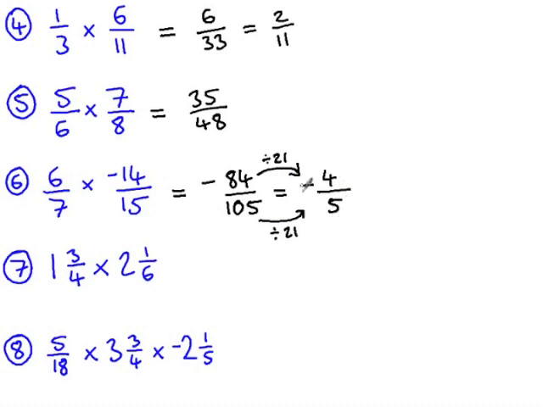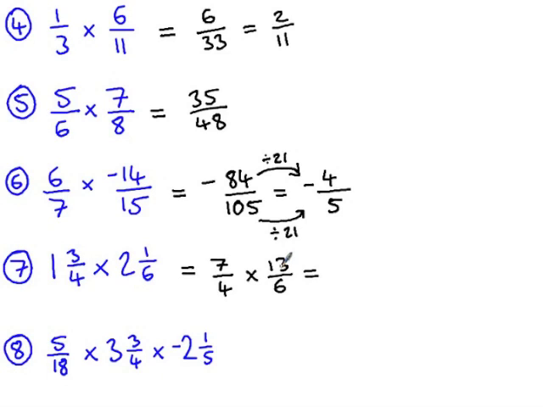So the answer is negative 4/5. In example number 7, we've got some mixed numbers which we need to convert to improper fractions. 1 3/4 is 7/4, multiplied by 2 1/6, which is 13 over 6.